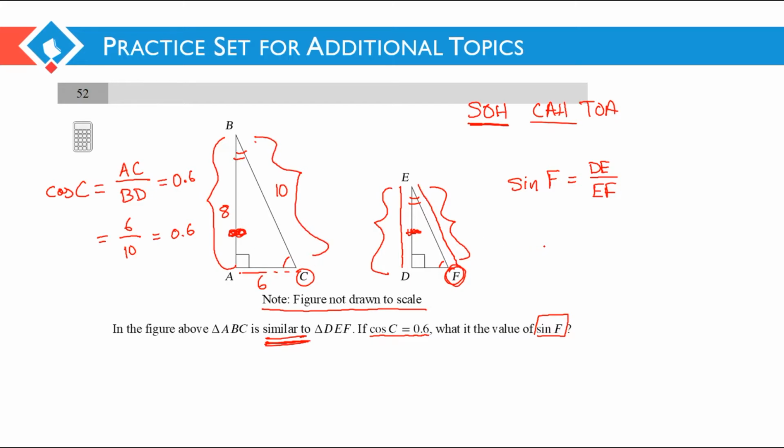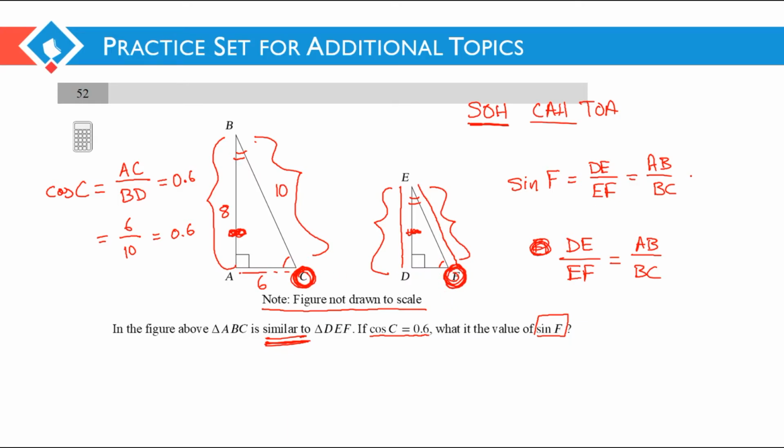So we know that DE over EF equals AB over BC. So in this case, DE over EF equals AB over BC. So I can say this is the same as AB over BC. And that tells me that the sine of F is equal to the sine of C. So if I can determine the sine of C, I can determine the sine of F.